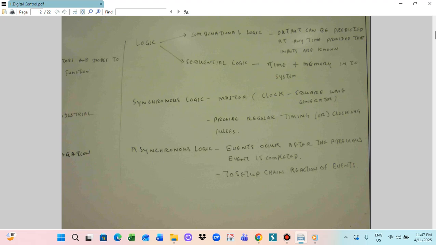And another one will be the asynchronous logic. So asynchronous logic is for the sequential logic system. The output event occurs after the previous event is completed. This means that if you want to do another step, the first step must be completed. So we can set up the asynchronous logic system to set up this chain reaction of events.